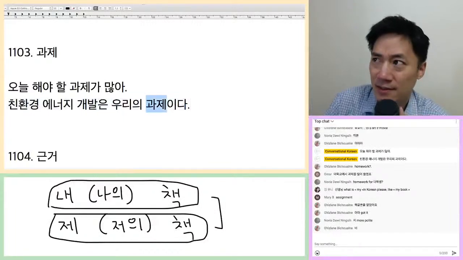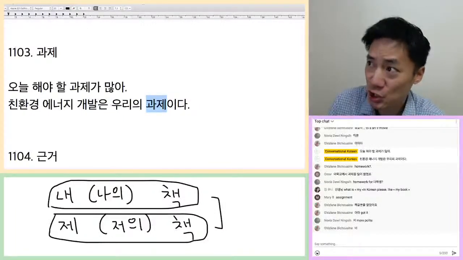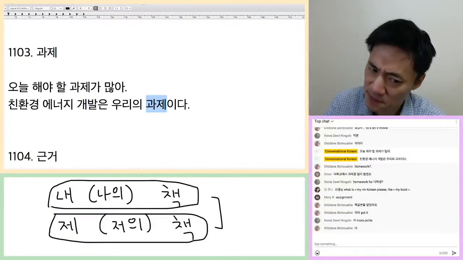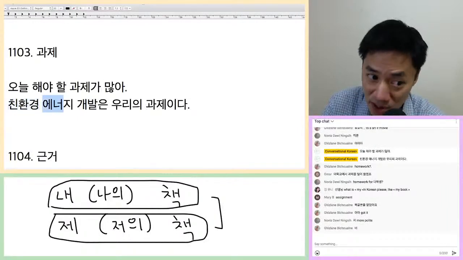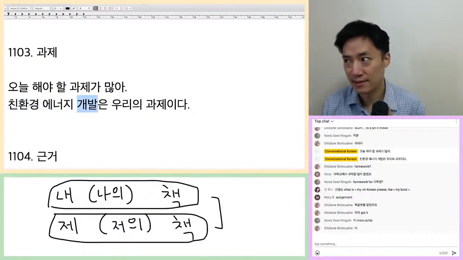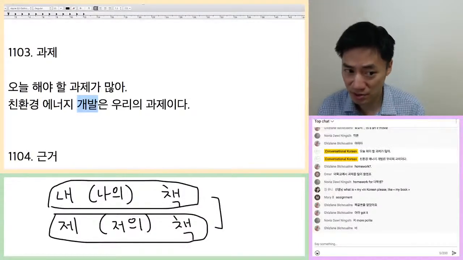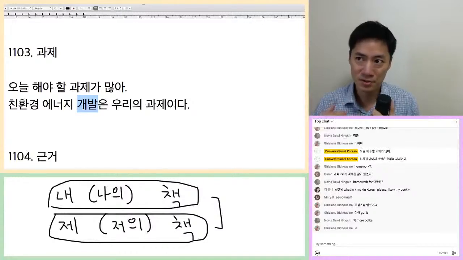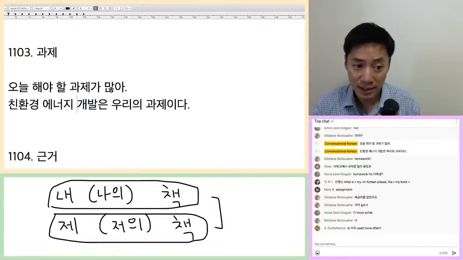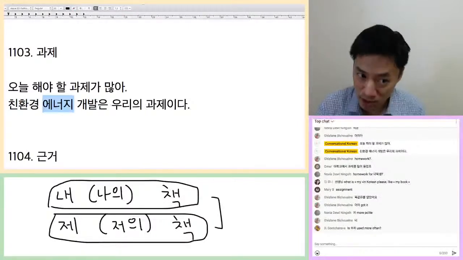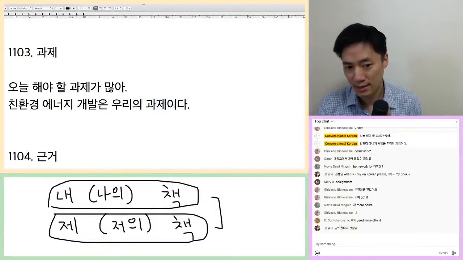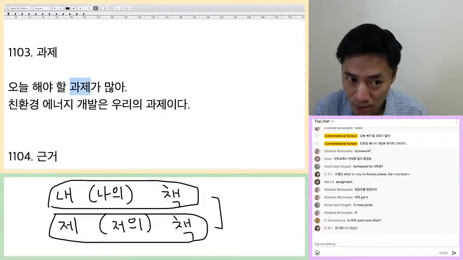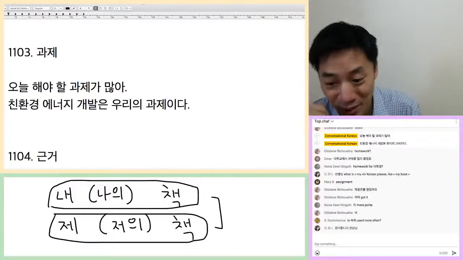And 과제 can be a problem to solve, an issue we have to solve together. 친환경 에너지 개발, environment friendly energy. 개발 is like developing or inventing new technology, or improving. So developing eco energy is our 과제, a problem to solve. So 과제 means problem to solve, or assignment, homework. You're welcome, Kim Yuni-nim.